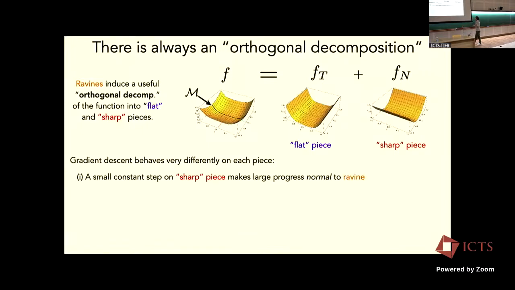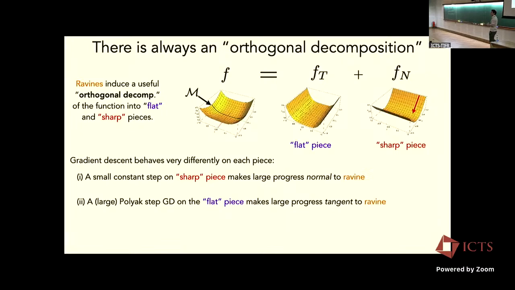For example, if we just had the sharp piece, this is a function that has quadratic growth to its minimizers, right? The minimizers are just the manifold. And so if we run gradient descent with a constant step size, you're going to see fast convergence, in fact, linear convergence to the minimizer. If you run gradient descent on the flat piece with small step size, you're in trouble. It's a fourth order growth function. It's going to be slow. But if you run it with a Polyak step size, or at least a geometrically increasing step size as you approach the solution, you're going to find fast progress tangent to the ravine.